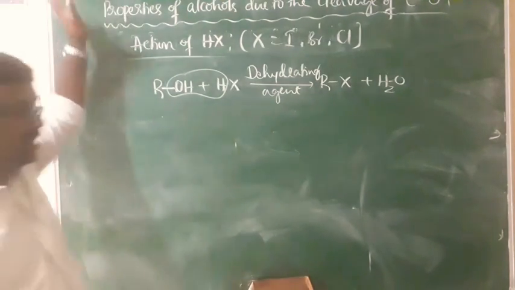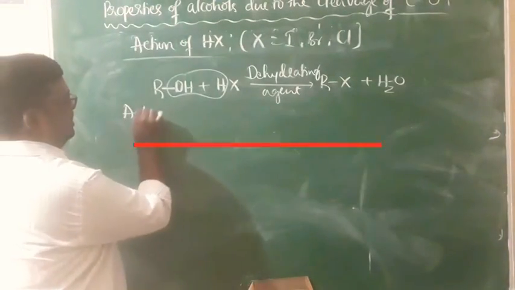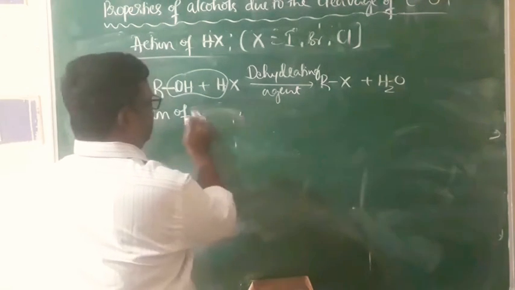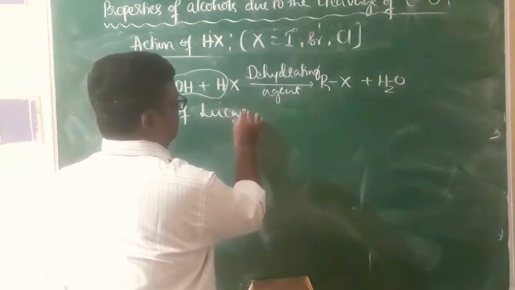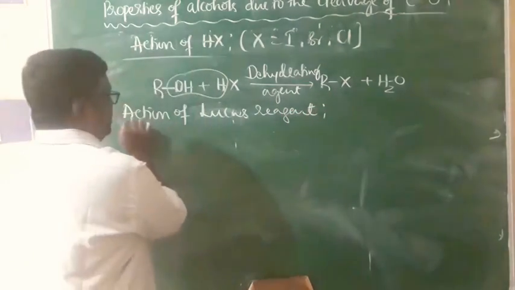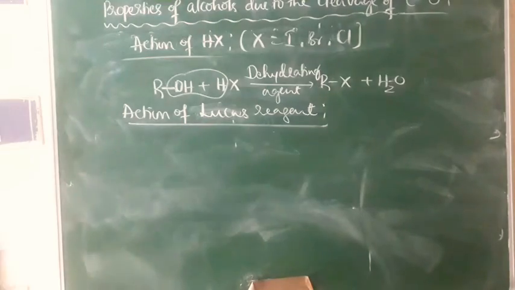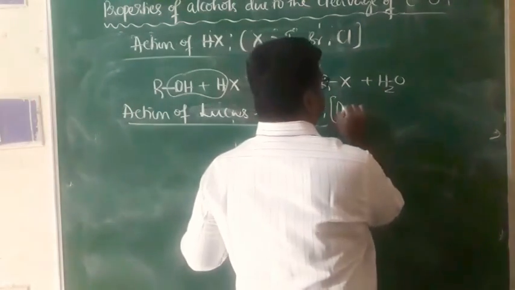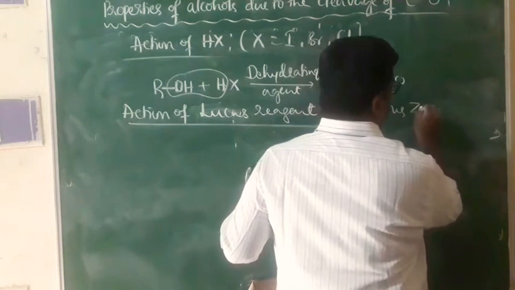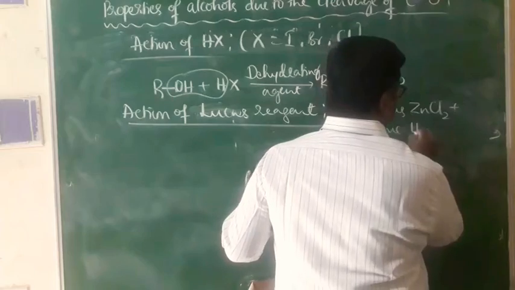Under this particular headline, I am going to discuss the action of Lucas reagent. This is the example to be discussed. As far as Lucas reagent is concerned, Lucas reagent is a mixture of anhydrous ZnCl2, zinc chloride, and concentrated HCl.